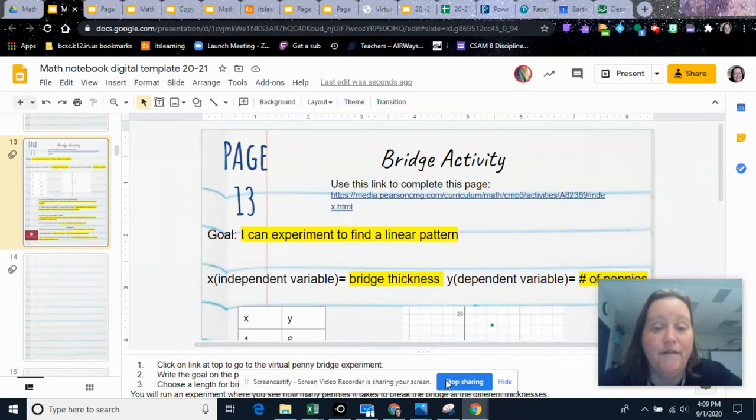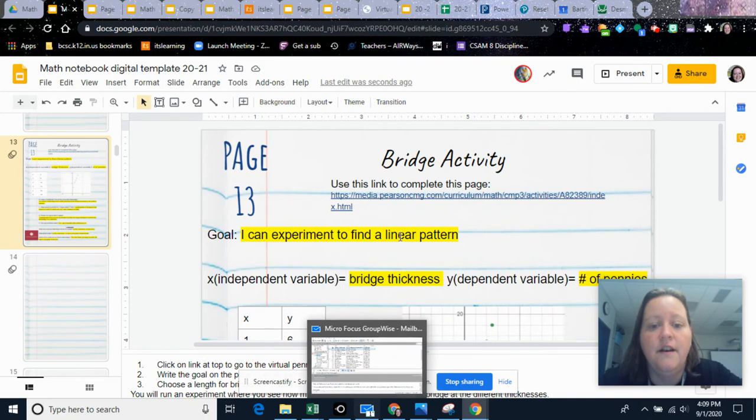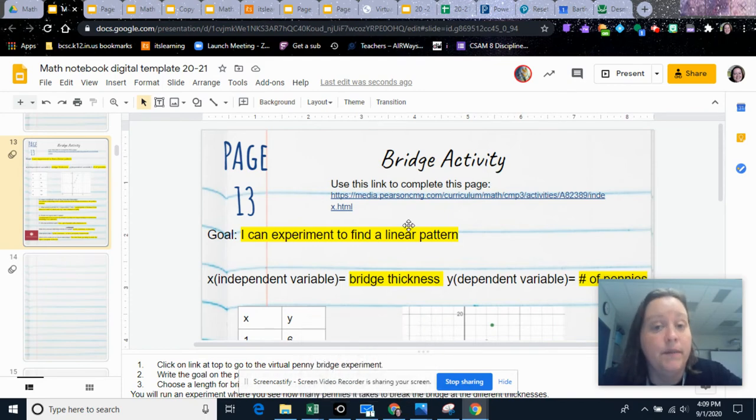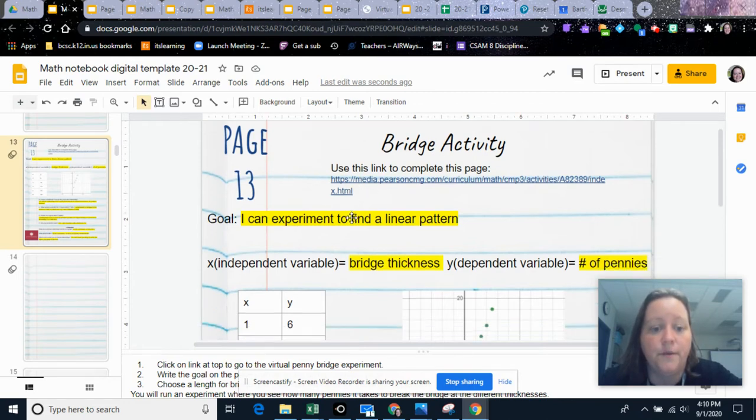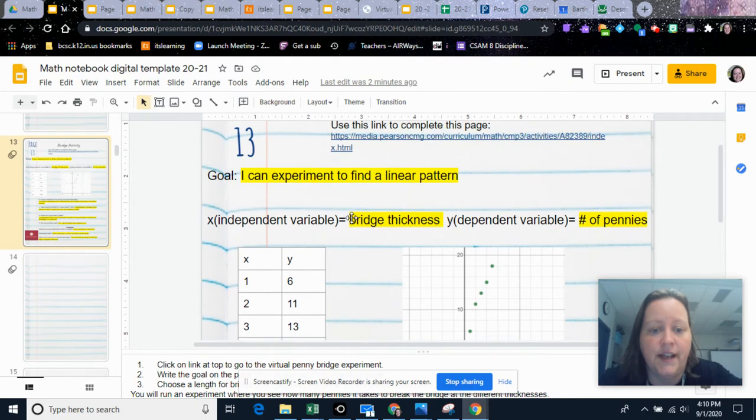Hi, I would like to take a few minutes to go through the answers to page 13 on the bridge activity. Now, keeping in mind that your answers can't be exactly like mine because you are doing the experiment on your own. In order to do the experiment, you click on this link right here. So the goal for page 13 is I can experiment to find a linear pattern.